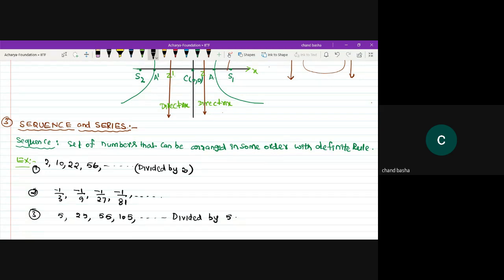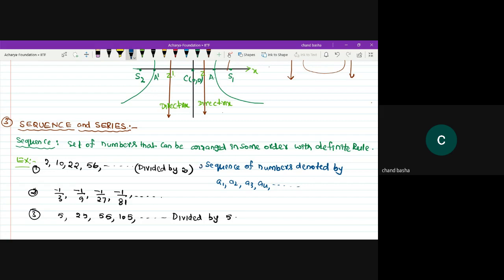Now, these sequence of numbers can be denoted by, for our convenience, some A1, A2, A3, and so on. So the sequence of numbers are denoted by A1, A2, A3, A4, and so on.